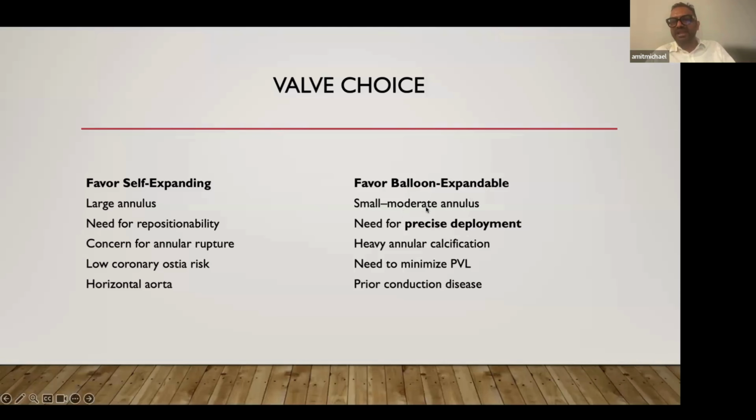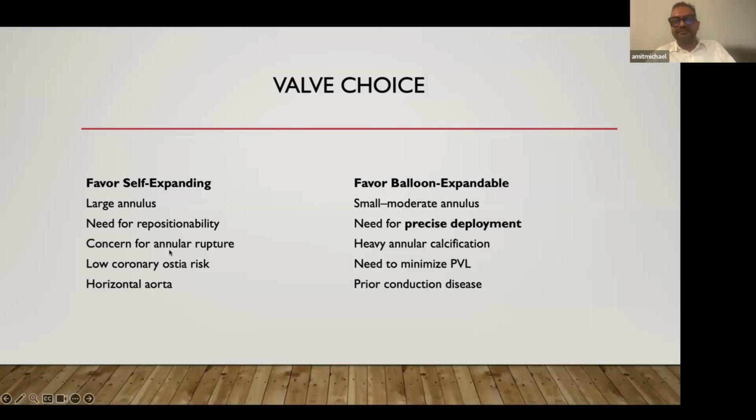The balloon expandable valve, once you inflate it, is there. You can't really do anything about it then. Either it stays there or it flies out. So you can't do that with the balloon expandable valve, but with self-expanding, you can recapture it at least 3 times.